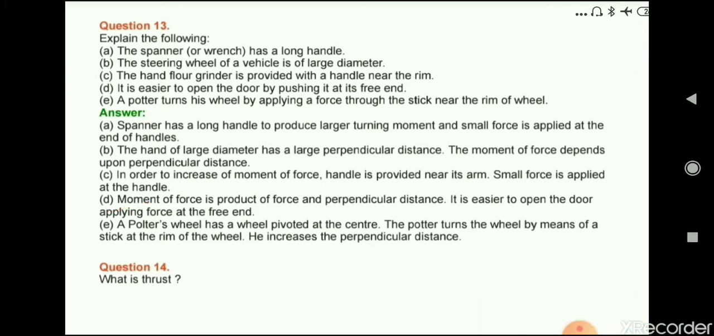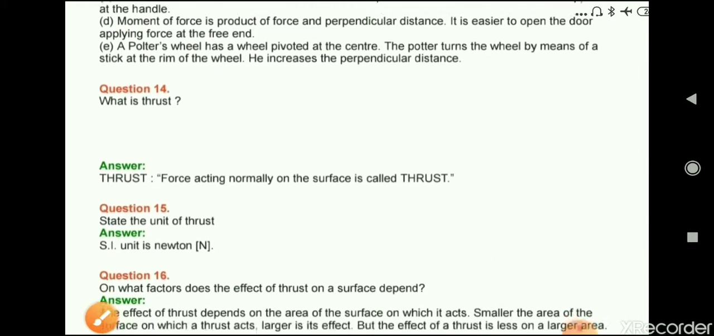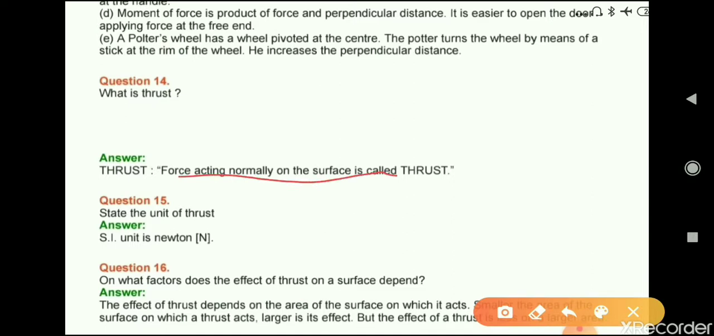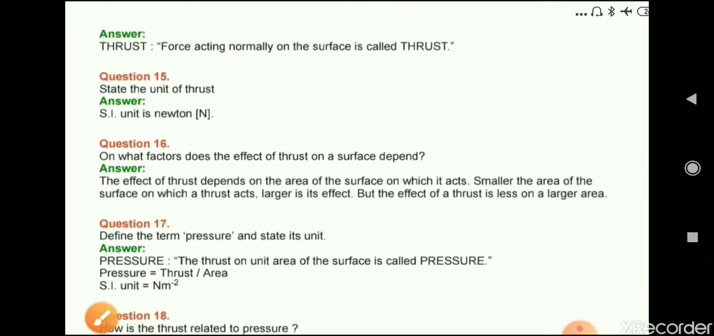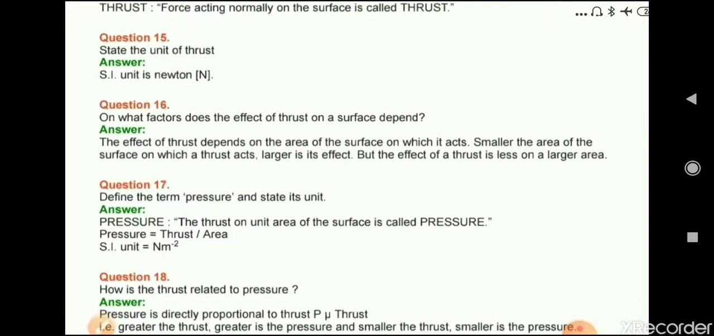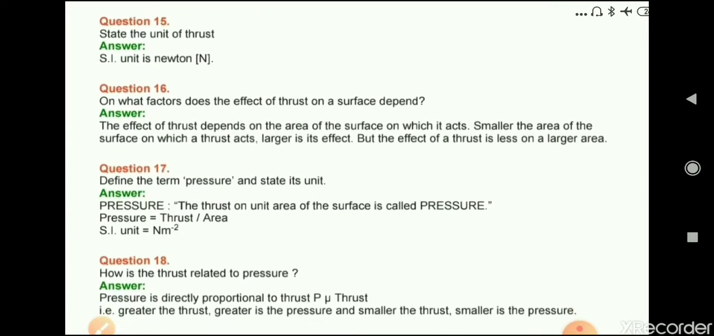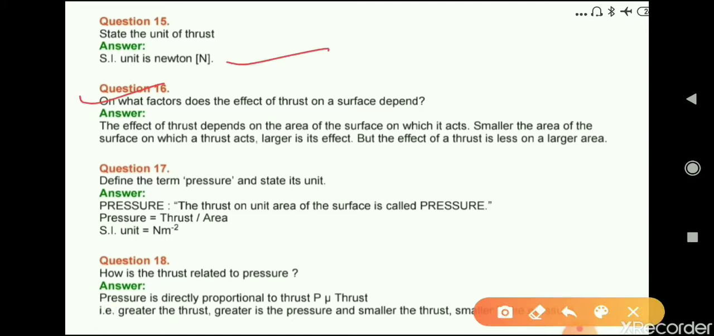Okay. Now next question, number 14. What is thrust? A force acting normally on a surface is called thrust. Now question number 15. SI unit of thrust: Newton, because thrust is also a type of force. So the SI unit of thrust is also Newton. Now question number 16. On what factors does the effect of thrust on a surface depend? Answer. The effect of thrust depends on the area of the surface on which it acts. Smaller the area of the surface on which a thrust acts, larger is its effect. But the effect of a thrust is less on a large area.